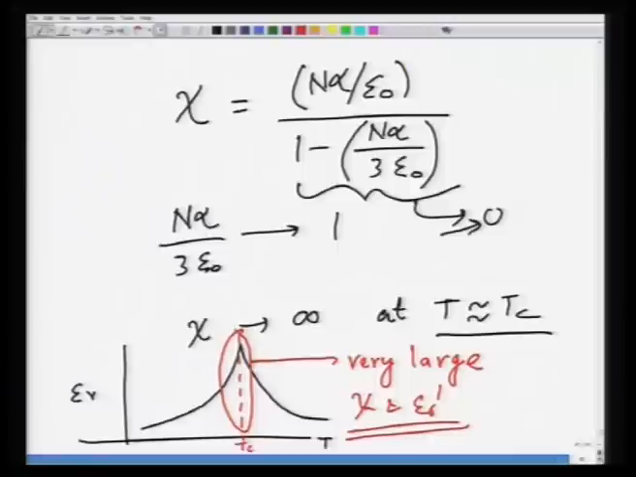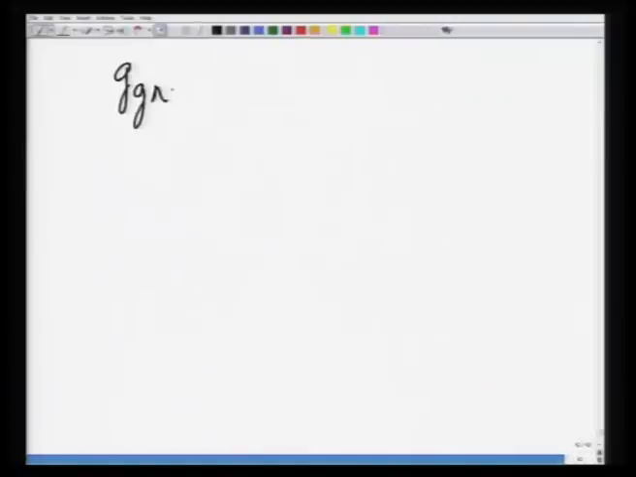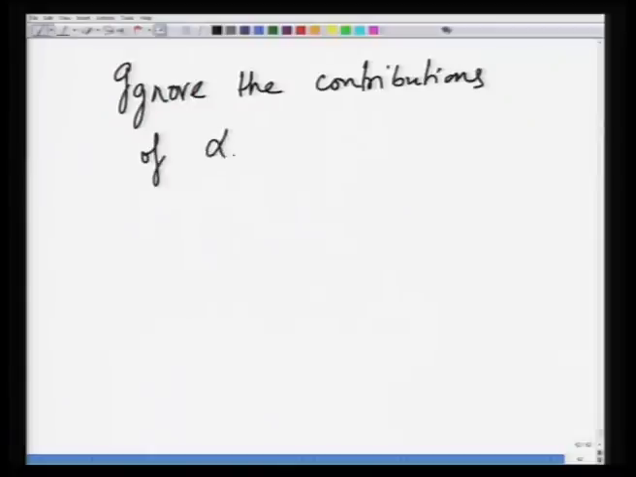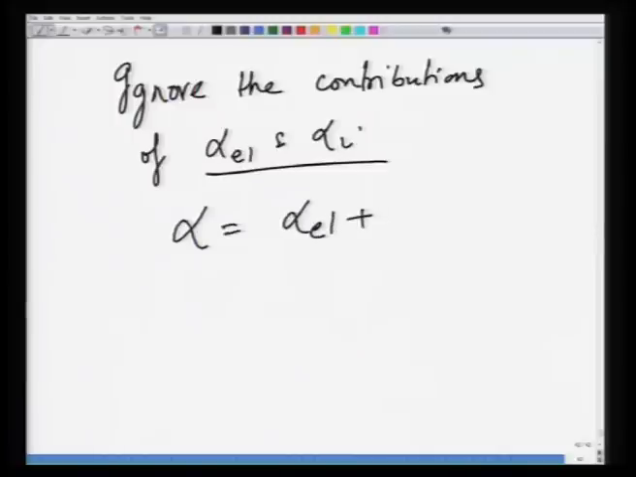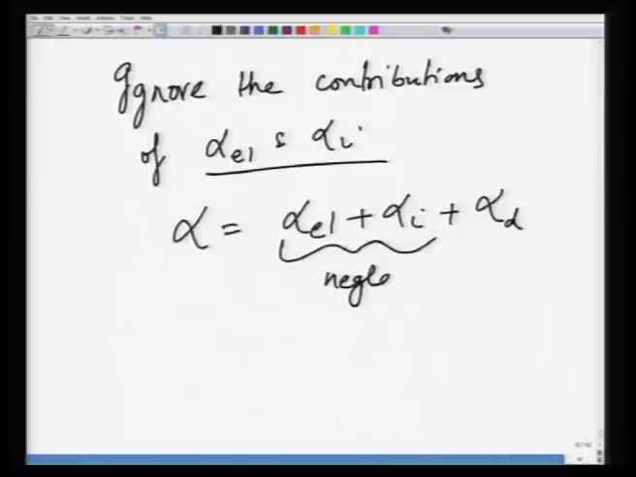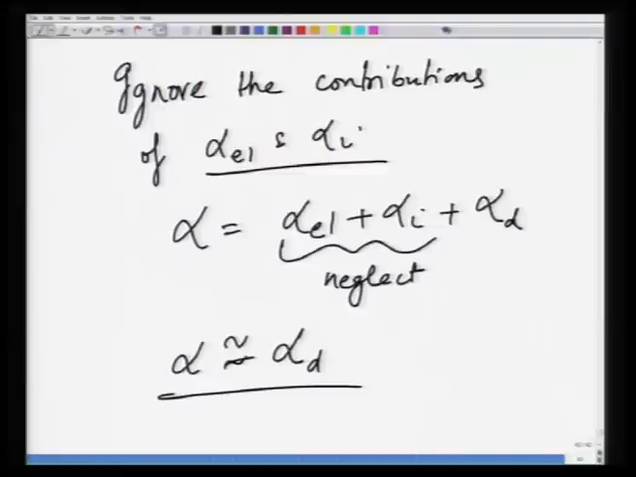you can ignore the contributions of alpha electronic and alpha ionic, given that these are going to be very small contributions in any sense. So, as a result, you know that net alpha is equal to alpha electronic plus alpha ionic plus alpha dipolar. So, I am going to neglect these. So, let us say alpha is equal to alpha d, at least at temperatures which are closer to T c, because susceptibilities are very large.